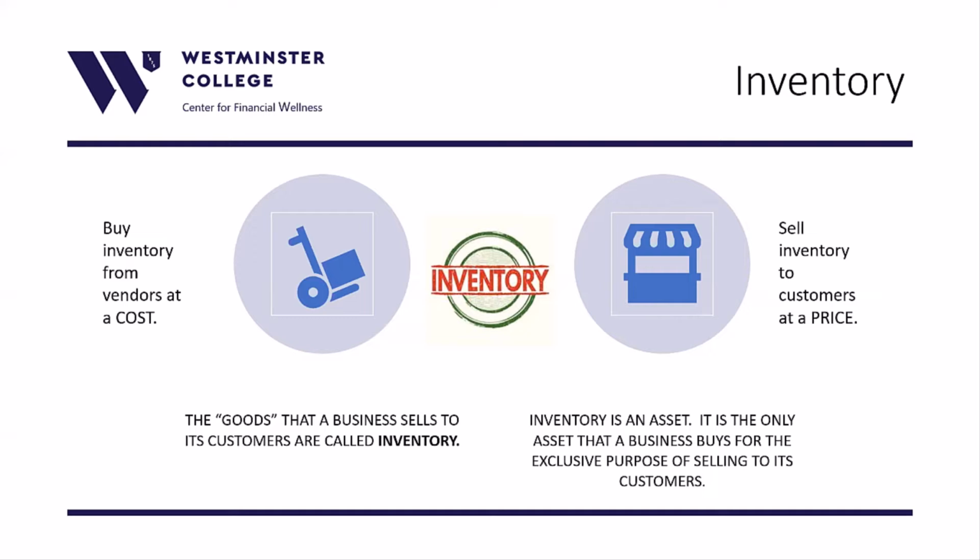A business buys inventory at cost, and the business later sells the inventory at price. For example, I could buy a pair of shoes for $15 and then turn around and sell them on eBay for $95. $15 was the cost, the $95 is the price. We will look at both the transactions for buying and selling inventory in this lesson.